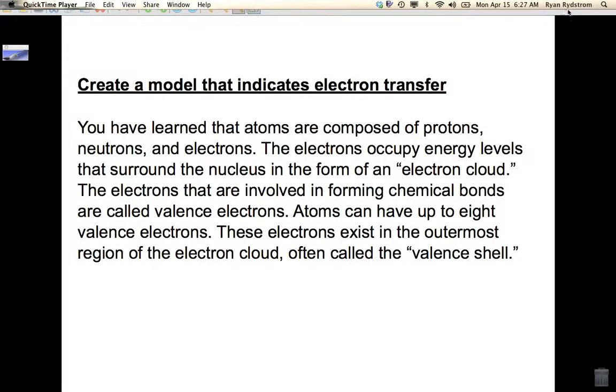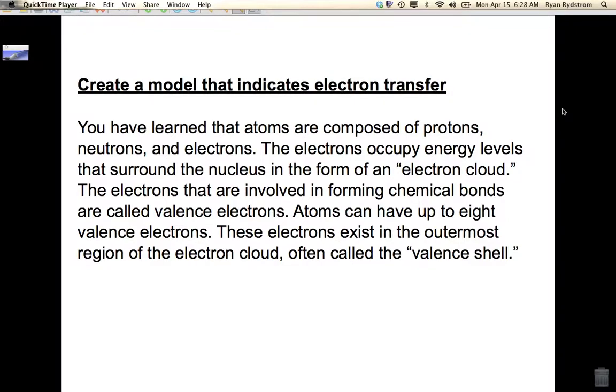Welcome back, everybody. We've just got done predicting the chemical formula, so that will tell us how many atoms are in the compound. But now I want to be able to create a model that indicates electron transfer. And this is where those Lewis dot diagrams come in very handy, because we will be using those to show the electron transfer. So you have learned that atoms are composed of protons, neutrons, and electrons.